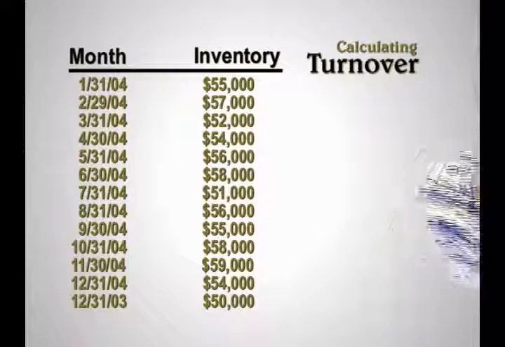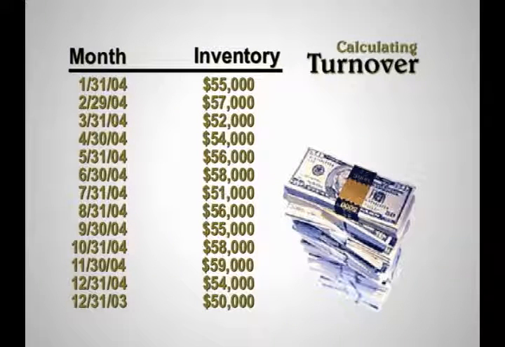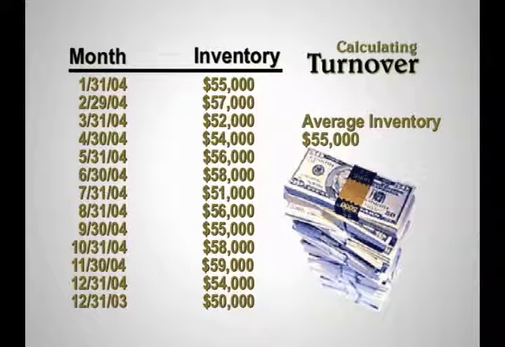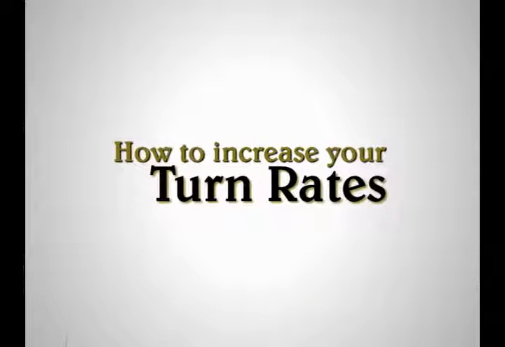However, a more useful method is to use inventory figures as shown by the records at the end of each month. The 12 monthly figures plus the ending inventory for the last month in the previous year are added, and the resulting sum is divided by 13. This method is more accurate because the monthly fluctuations in inventory are taken into account due to seasonal selling periods. So what are the key influencers for increasing your turn rates?